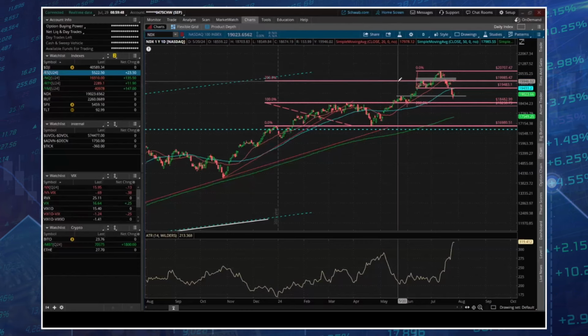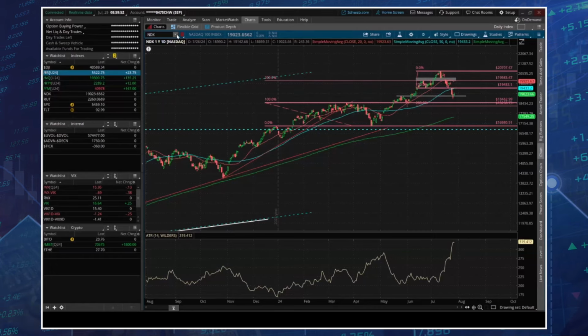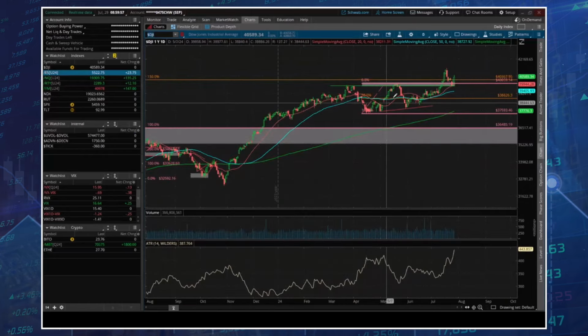So that is what's going on in the NDX. It's pretty much in line with what's going on here. If we look at the Dow, we also get a breakout.